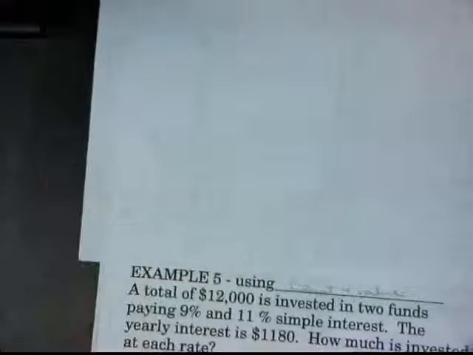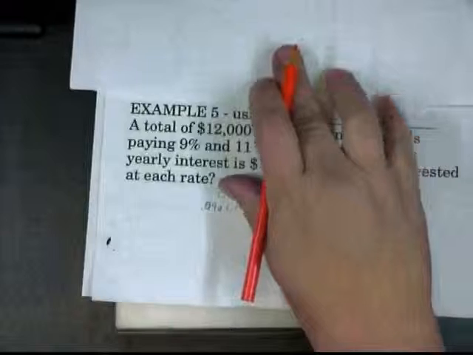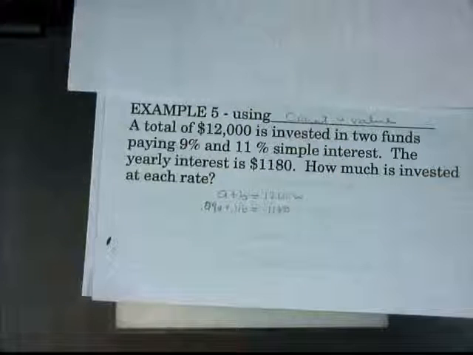On example number 5, that is a count and value system that you're going to set up. With a count and value system, we're setting up two equations where one equation is based on counting the information and the other one is putting a value on the information.